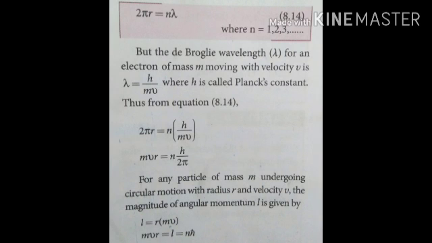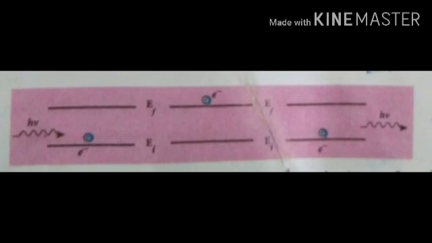For any particle of mass m moving in circular motion with radius r and velocity v, the magnitude of the angular momentum is L is equal to mvr. So mvr is equal to L, which is equal to n h cross, that means n into h by 2 pi. The energy of the orbits is not continuous, it is discrete. It is called quantization of energy.